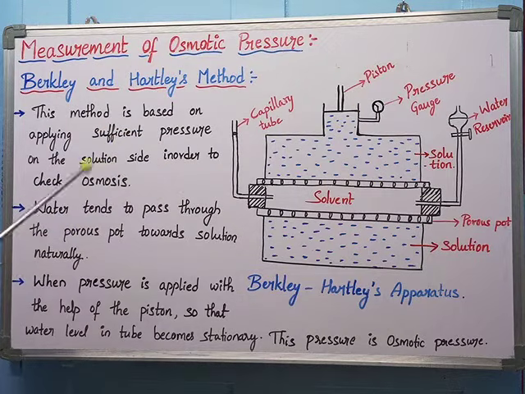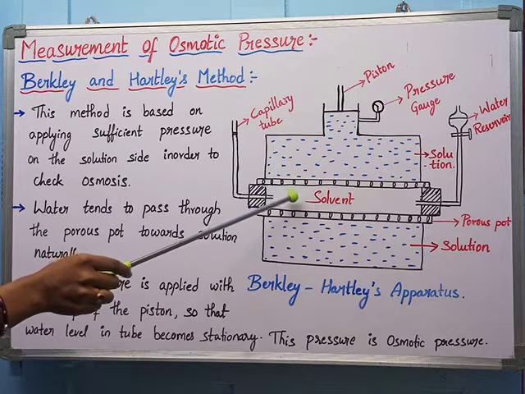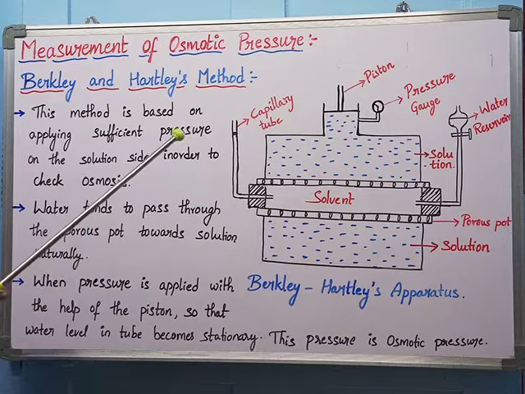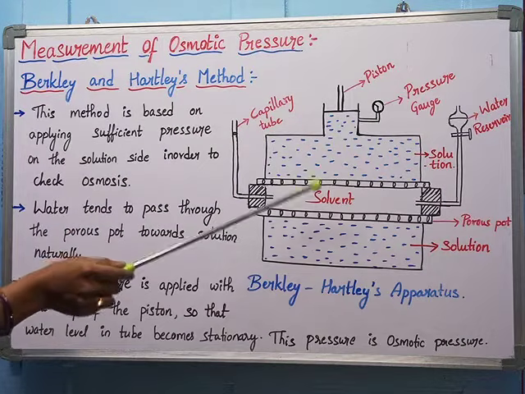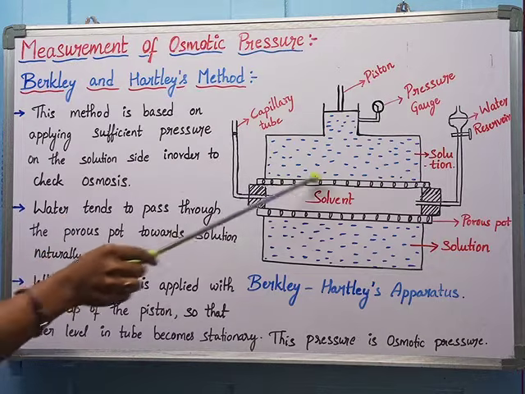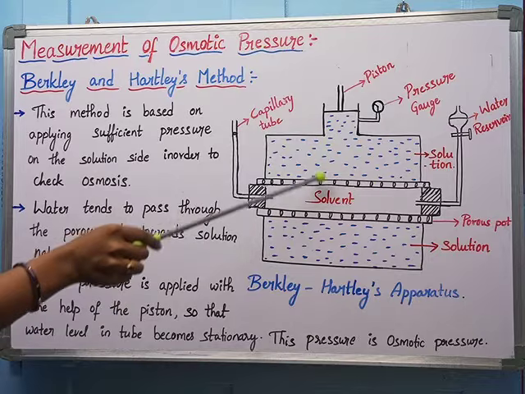So now let us see the procedure. We know what the osmosis process is. Osmosis is nothing but the movement of solvent molecules through a semi-permeable membrane from the solvent side to the solution side. Otherwise we will say it as from higher concentration to lower concentration. We know a semi-permeable membrane allows only solvent molecules. It cannot allow solution molecules.